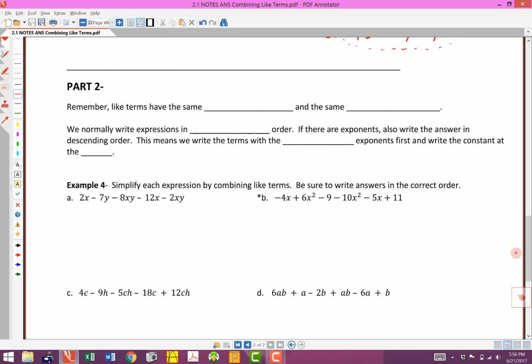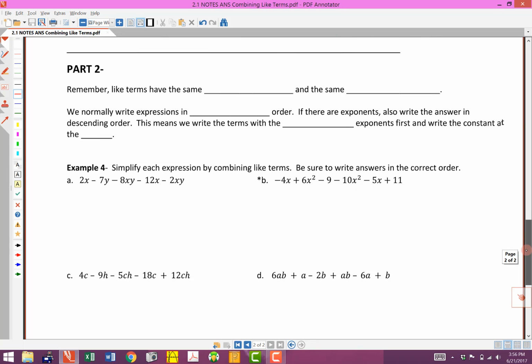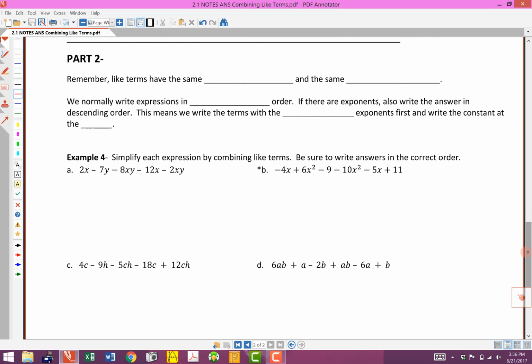So here's part 2, and just a reminder, hopefully you can do this without looking at the other set of notes or anything we've done before. Remember, like terms have the same variables and the same exponents on those variables. And we normally write expressions in alphabetical order.